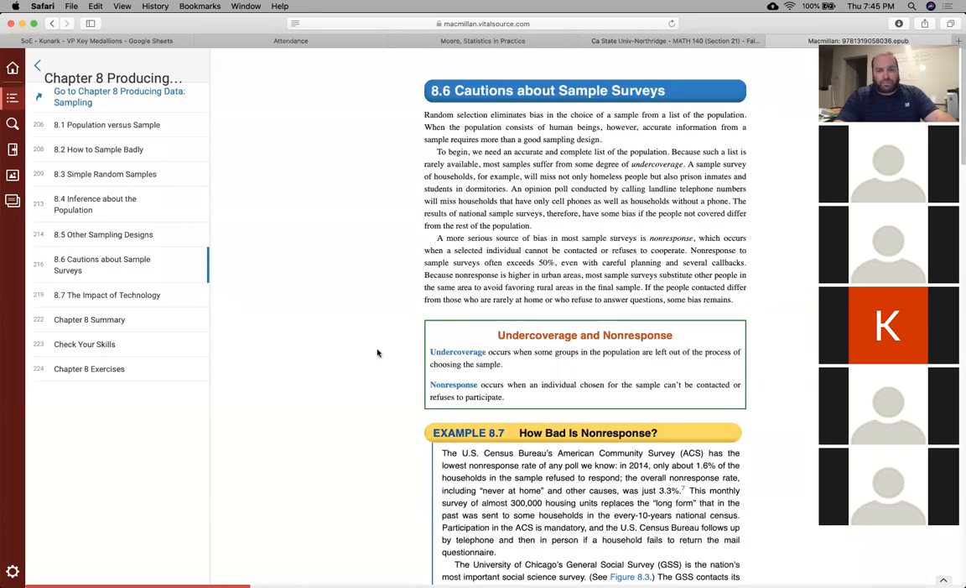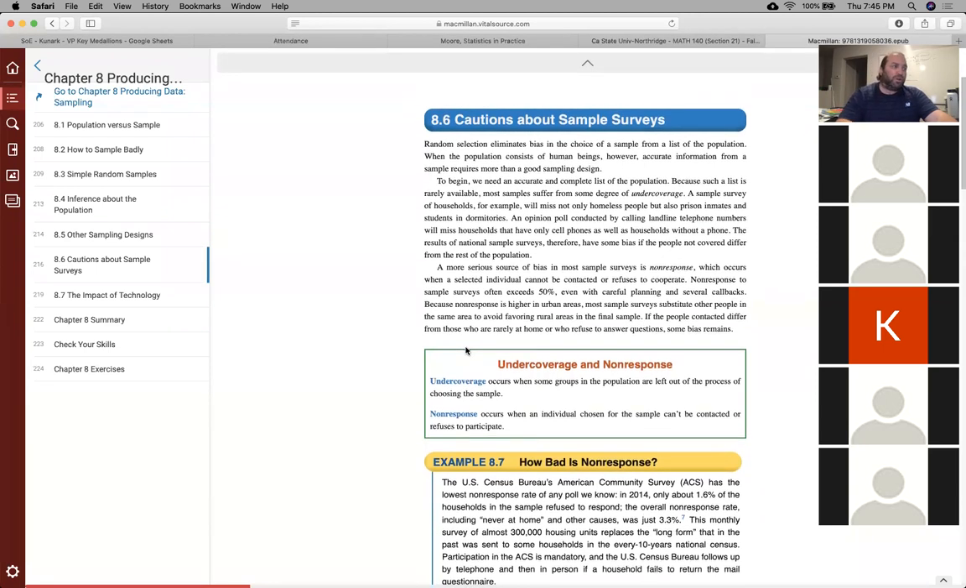Again, 8.6 cautions about sample surveys. What are some things to worry about when you do sample surveys? There are two basic things to worry about: undercoverage and non-response. Undercoverage is when you don't get a representation of the entire population because you're missing some portion of it. So for example, let's say I don't get anyone from California, or I don't get anyone who's a teenager, or I don't get anyone who's this, or anyone who's that. Those are all underrepresentations because you're missing a certain percentage of the population. It's called undercoverage, something that you want to be on the lookout for.